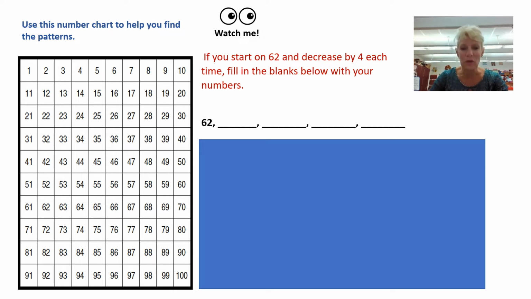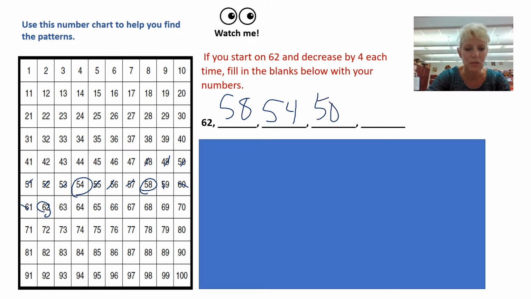All right, if we're going to start on 62, I'm going to find my 62. This time we're going backwards because we're decreasing. We decrease by 4 each time. I'm going to go backwards: 1, 2, 3, 4. So I have 58. Then I go back 1, 2, 3, 4. I have 54. Go back 1, 2, 3, 4. I have 50. And then I go back 1, 2, 3, 4. You can see that my numbers were decreasing by 4 each time.